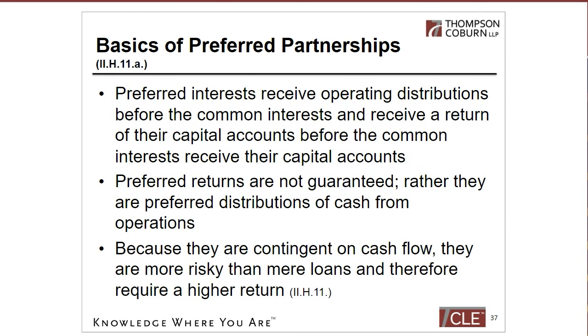I mentioned the preferred returns are not guaranteed. They simply get a priority distribution, subject to my comment on tax payments. They are more risky than loans, and so they do require a higher return than interest on a loan. So that's a disadvantage to using a preferred partnership: you're giving a higher return back to the moneyed person.